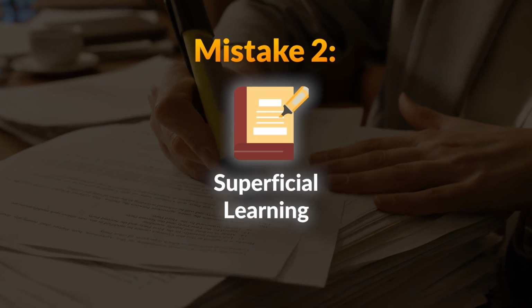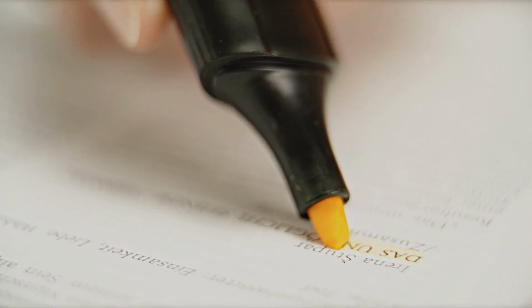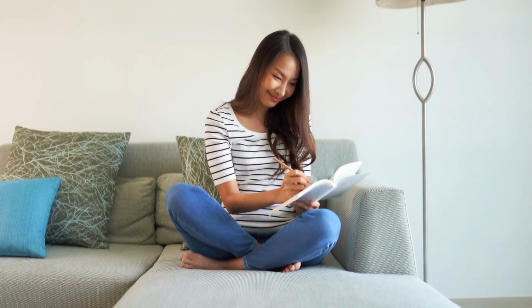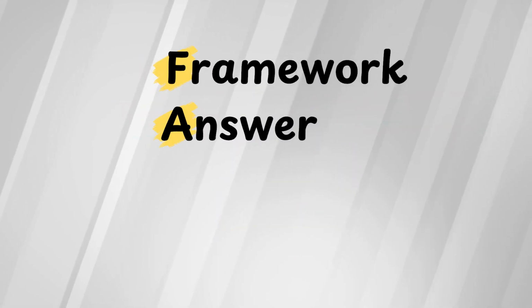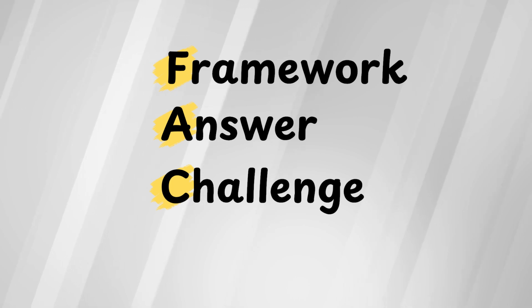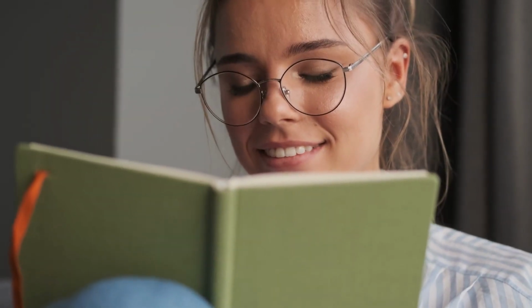Passively highlighting or jotting random notes as you read. Instead of highlighting everything that looks important, annotate what matters and why using the FACE method. F for framework, A for answer, C for challenge. Lastly, mark E for example. With this approach, your highlights can become more meaningful and you start to see how problems, ideas, and examples are connected. So your notes become more useful when you review them later.